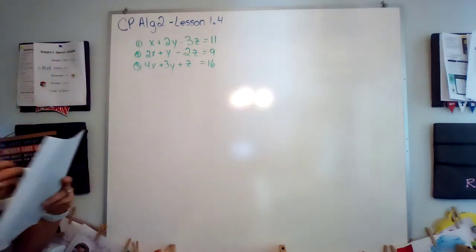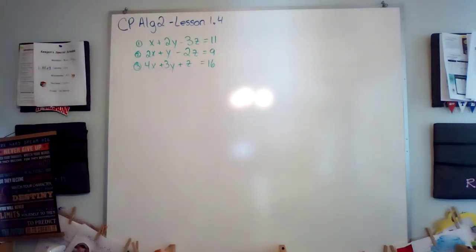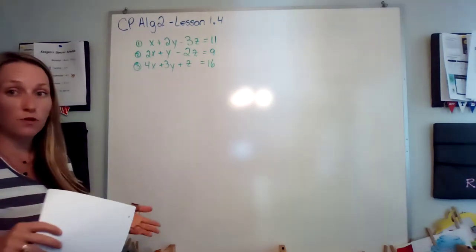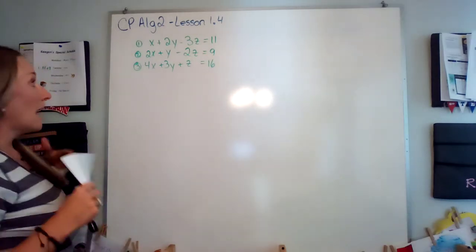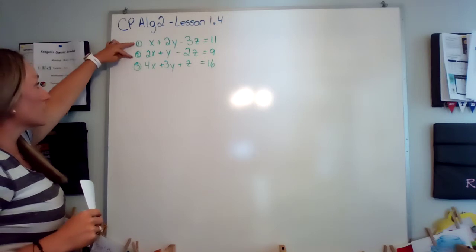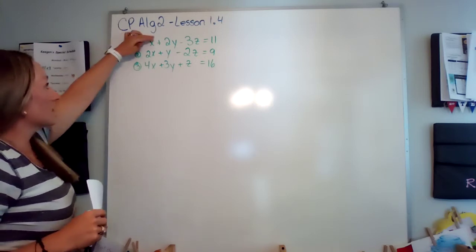Okay, so your first step is to pick two of the equations, and that's why I numbered them, so we can just call them 1, 2, and 3. Pick two of the equations and pick which variable you want to get rid of. Again, at this point, everyone can do something different. I'm going to pick equation 1 and equation 2, and I'm going to eliminate the x's.